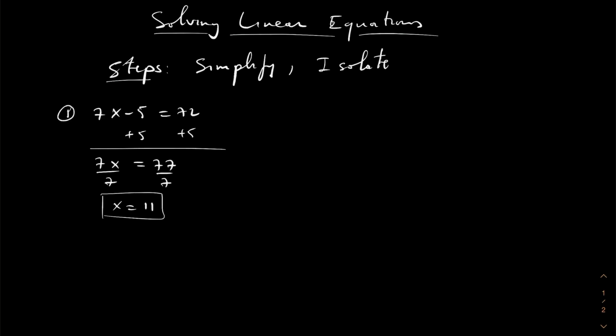And if you wanted to check your answer here just to be sure, you can see that if you plug 11 into the equation for x, you're going to get 7 times 11, which gives you 77, minus 5 will give you 72. So this works out for my equation.